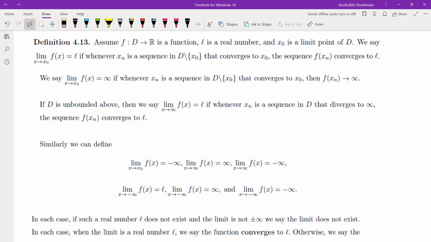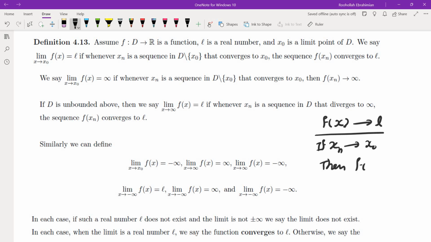Okay, now that we know what a limit point is and what it means to be able to approach a point, we're going to get to the definition of limit. So this definition is going to be long, but the main idea is when we say f of x approaches a number L, whenever this happens, if xn approaches x naught, then f of xn approaches L. So this is what it means for the limit to be L.